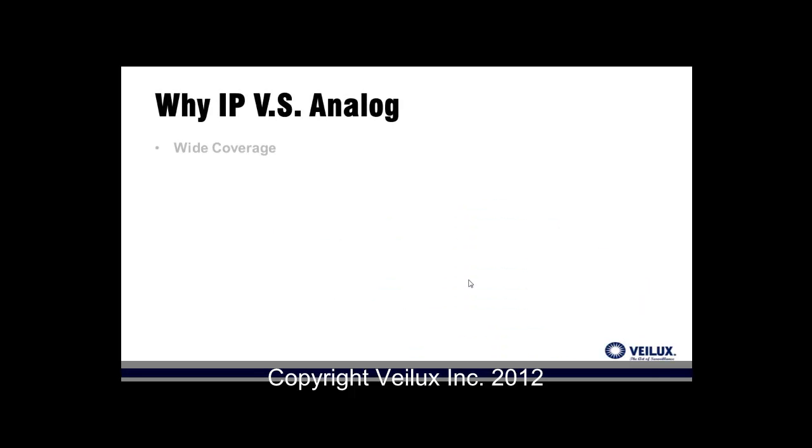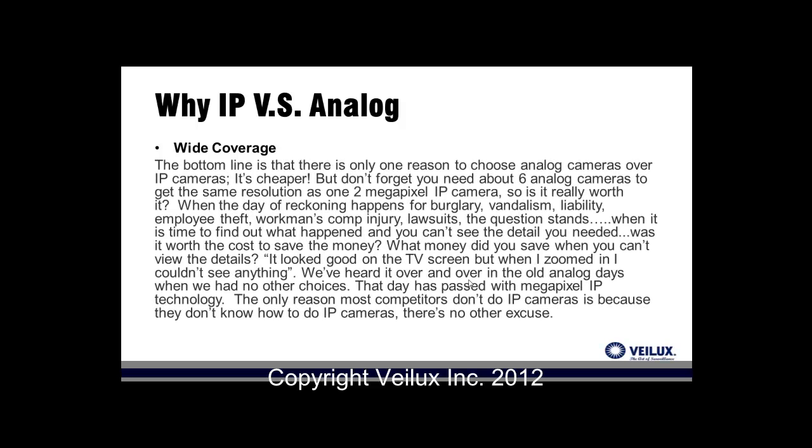Why IP versus analog? Wide coverage. The bottom line is that there is only one reason to choose analog cameras over IP cameras. It's cheaper. But don't forget, you need about 6 analog cameras to get the same resolution as one 2 megapixel camera. So is it really worth it?